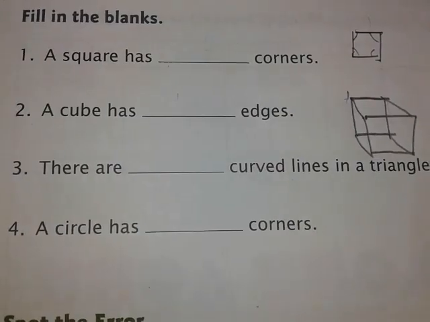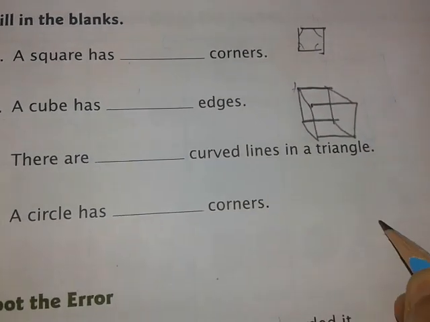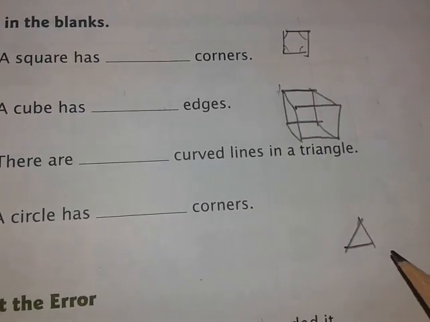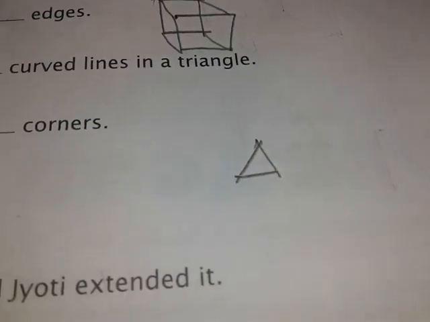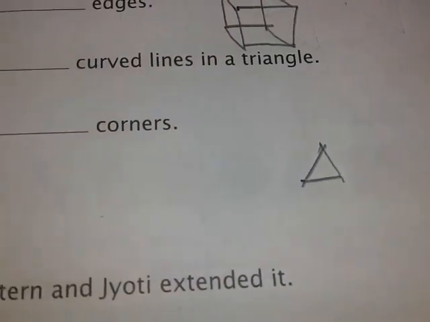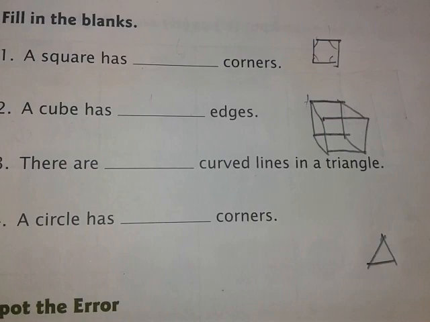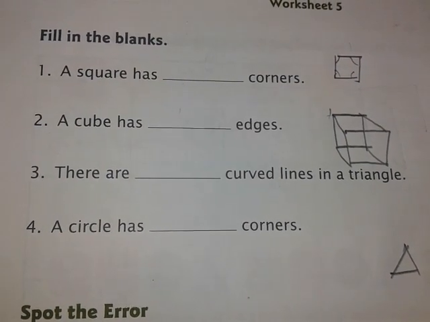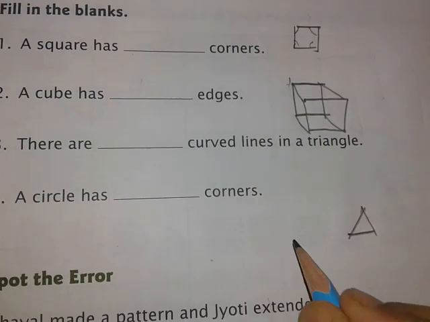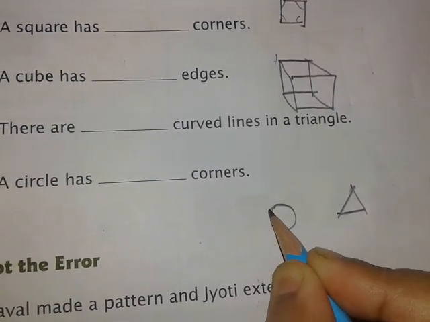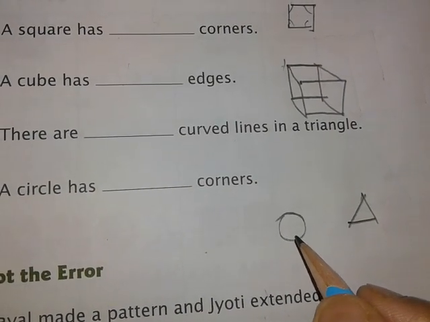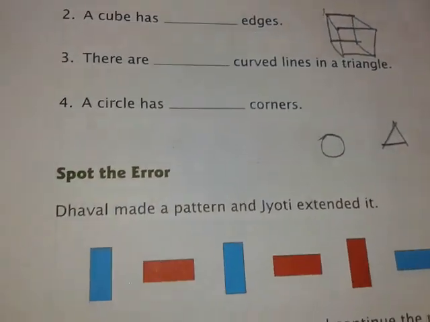There are dash curved lines in a triangle. So this is a triangle I have drawn. How many curved lines have I used for drawing this triangle? Did I use any curved line? No. So there are 0 curved lines in a triangle. A circle has dash corners. So this is a circle, and how many corners can you see here? You cannot see any corners because a circle is drawn using curved lines. There are no corners, so it will be 0 corners.